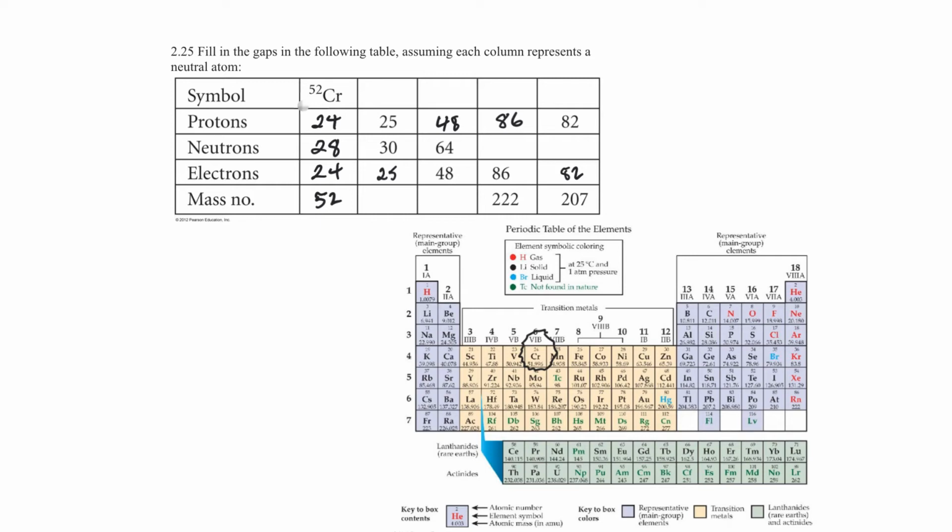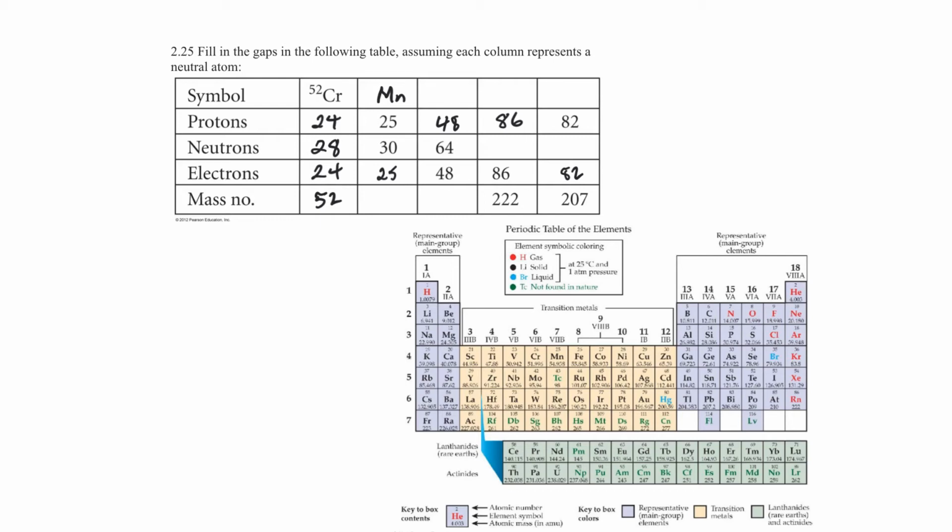All right, what else do we see? The next one is protons 25. So I'm going to look up 25, and I see that 25 is right beside chromium. It is manganese. Manganese is 25, so I know that the symbol is Mn. I don't know what the mass number is yet, but I will.